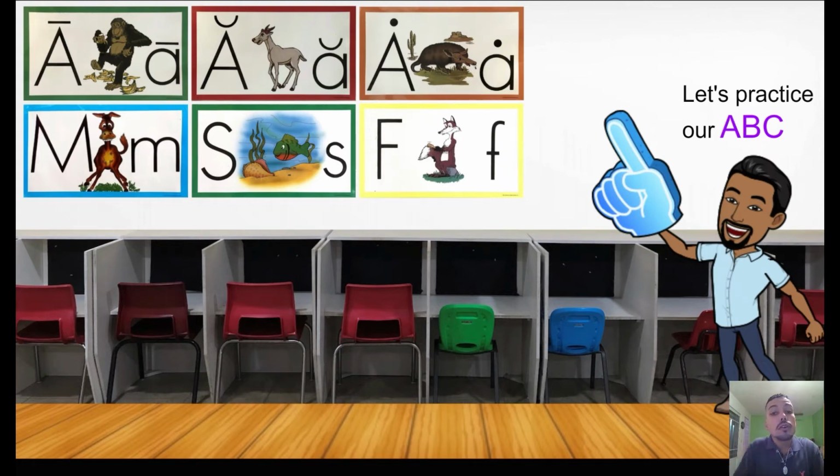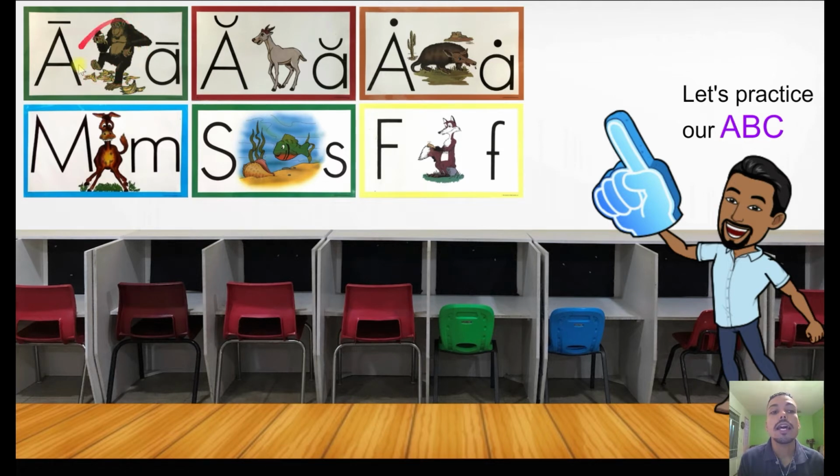We are going to start our word building class, right? And we are going to practice our ABC, okay? From the first friend that we had learned to the last one, okay? And here we have our first friend, and its name is ape, ape, ape.